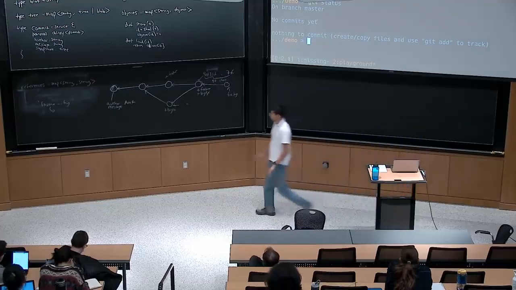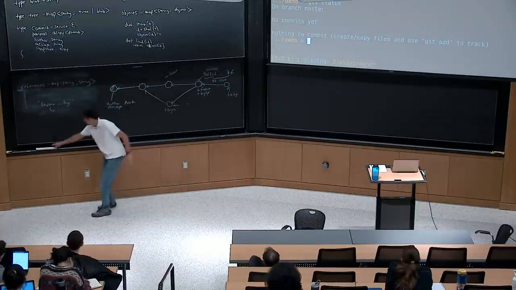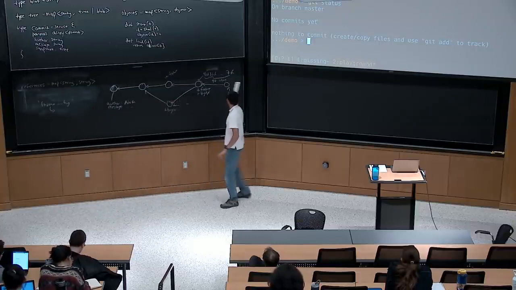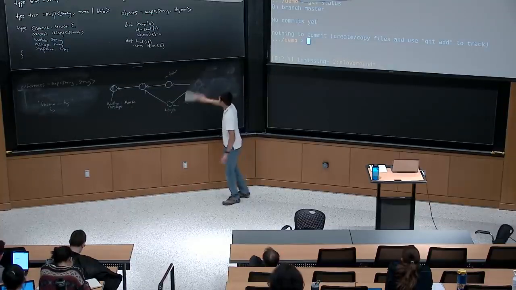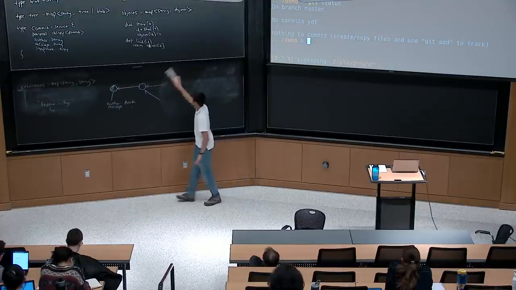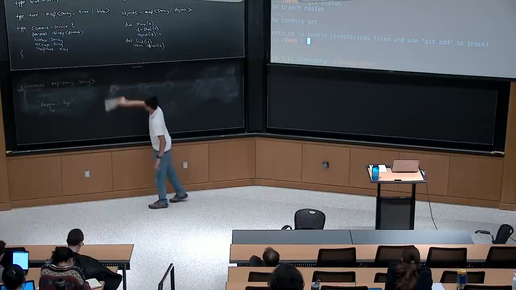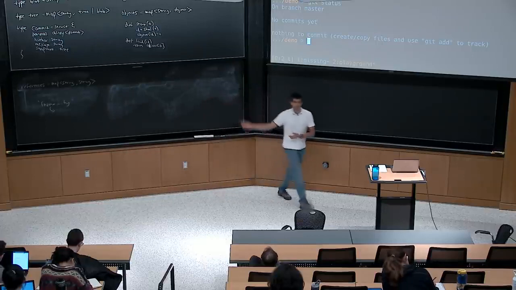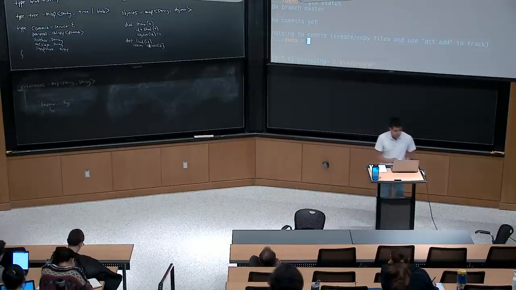I'm actually going to, does anybody still want this, or can I clear this part of the board? I'm going to, as we go along, draw how the underlying objects and references data is changing when I type in certain Git commands. So right now, this picture, or lack of picture, represents the current state of our repository. It's empty. There are no snapshots.